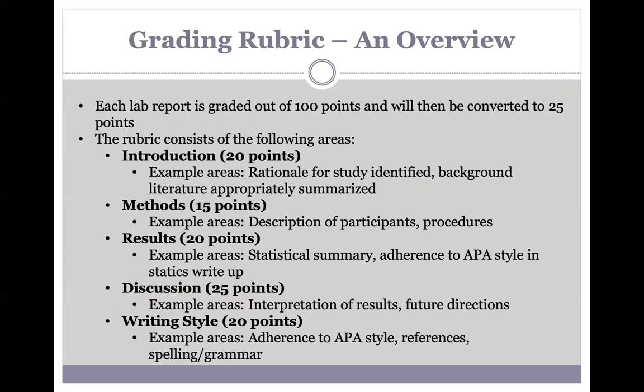So the rubric is 20 points out of 100 for the introduction, 15 out of 100 for the methods, 20 out of 100 for results, 25 out of 100 for discussion, and then writing style is 20 points. Writing style is just grammar, APA style, and then your references.